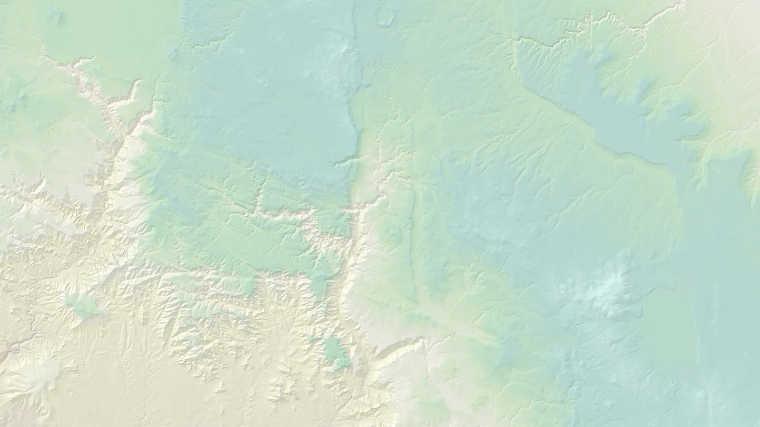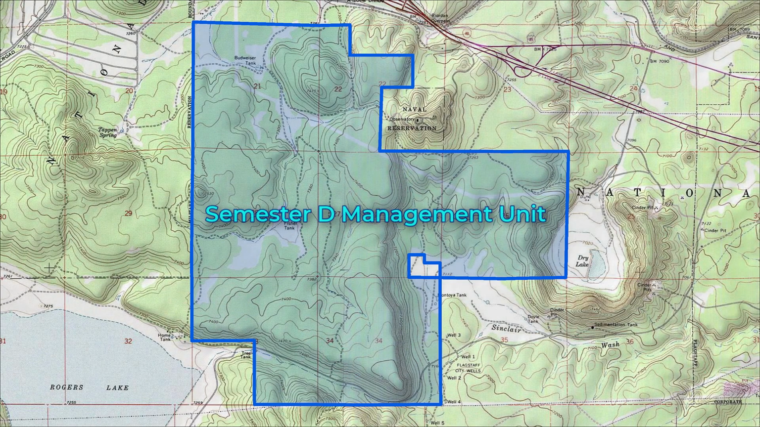Now in this lab exercise we're going to use our Semester D Management Unit polygon as our analysis zone so that statistics will be calculated using only those cells inside the polygon. Now, the concept of a zone is really important for this tool. It gives you the ability to calculate statistics using individual features or groups of features as the zones. You could even use a categorical raster to delineate zones.